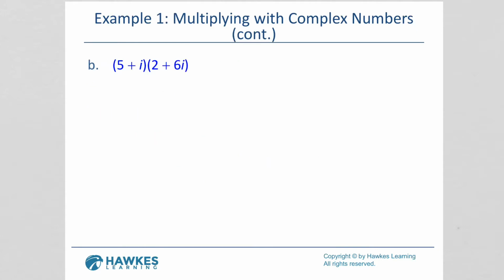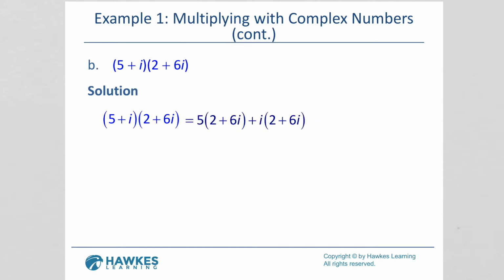Example 1b, we have the quantity 5 plus i times the quantity 2 plus 6i. When we distribute, we have 5 times 2 plus 6i plus i times 2 plus 6i, which gives us 10 plus 30i plus 2i plus 6i squared, which gives us 10 plus 32i minus 6. Again, remember i squared is negative 1. Negative 1 times 6 is where we get the negative 6, which, simplifying further, is 4 plus 32i.